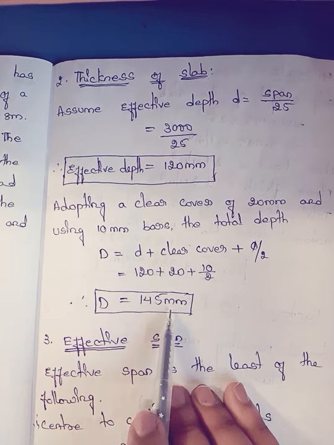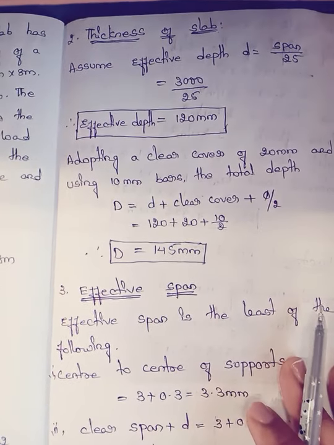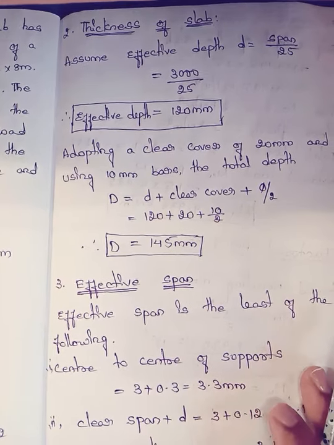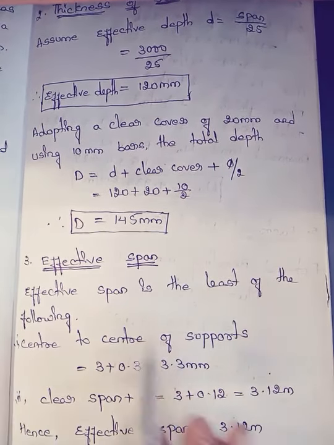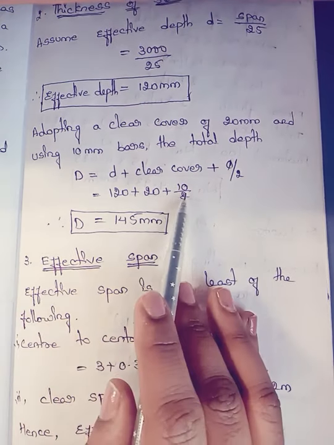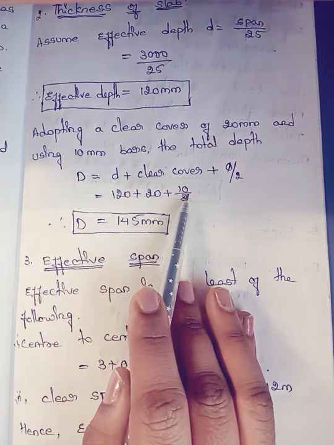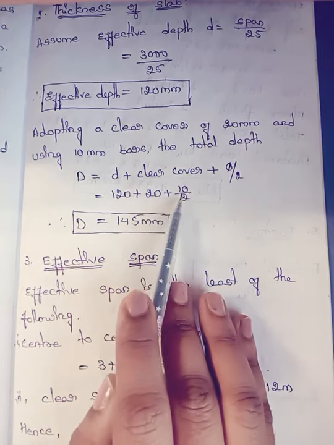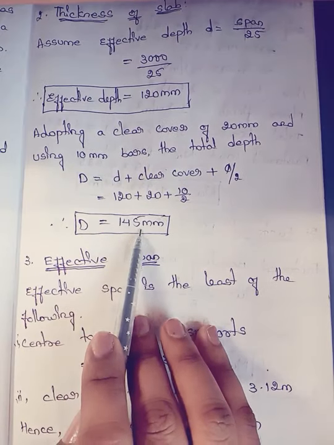So D is equal to 145 mm. We know the overall depth also. We know the effective depth and we know the overall depth. You can assume 10 mm dia or 8 mm dia like that. It is not that you need to assume only 10 mm dia. Here we have taken 10, so we have got the total depth D equal to 145 mm.